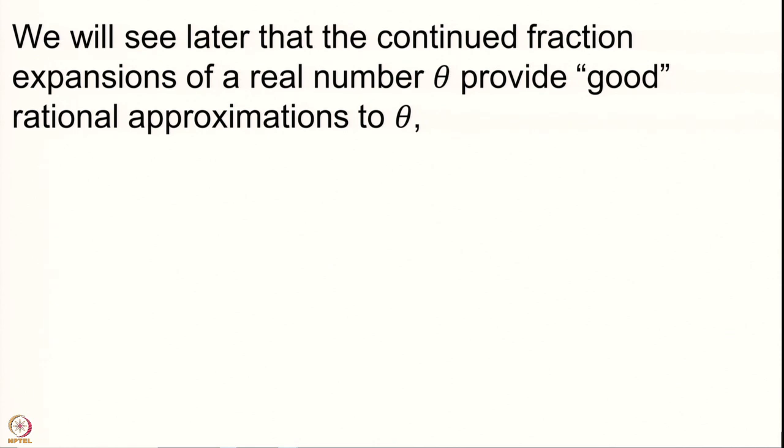So, I told you in the last lecture that we are interested in finding p by q such that the distance of theta and p by q is less than 1 upon q square. We are not happy with the distance being less than 1 upon q. We want it to be less than 1 upon q square, and we would call such rationals good approximations to theta. And of course, there are many such approximations to theta which are good, but if you impose one more condition, then we will see later, perhaps a few lectures later, that the continued fraction expansions give you the only such nice approximations. So, this is something that we will see later.